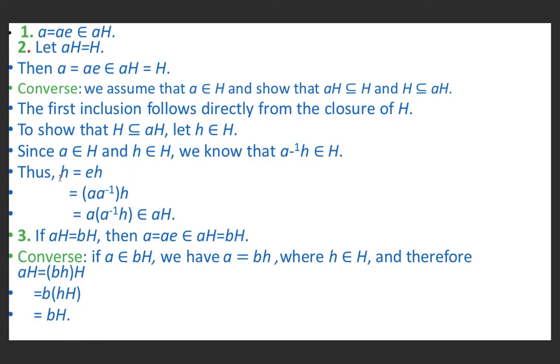And this implies h is equal to eh, where e is the identity element and e is equal to a inverse into a, and by associativity we may write it as a into a inverse h, and this belongs to aH because a is the element of G, the given group, and a inverse h is the element of H. Therefore, a into a inverse h belongs to aH.